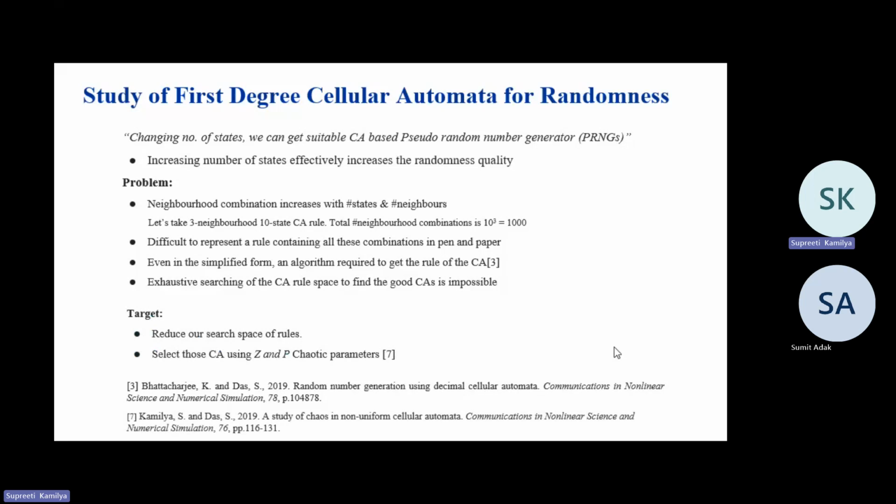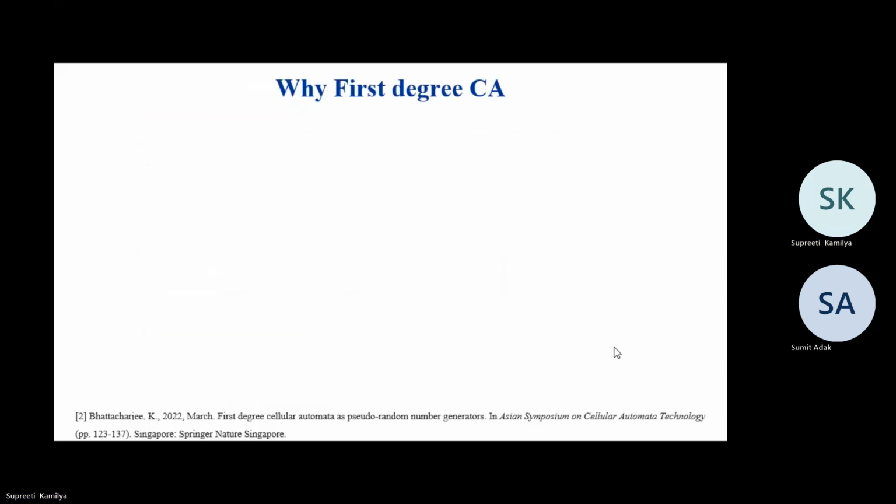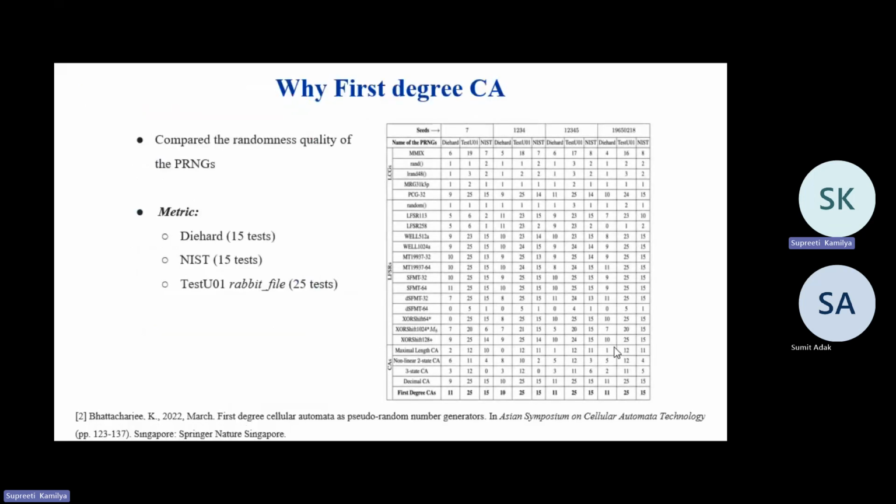We need to categorize all the rules to check whether they are chaotic or not. For that, we are using Z and P chaotic parameters. Along with these chaotic parameters, we are also verifying with the space-time diagram. So let's see in the next slides.